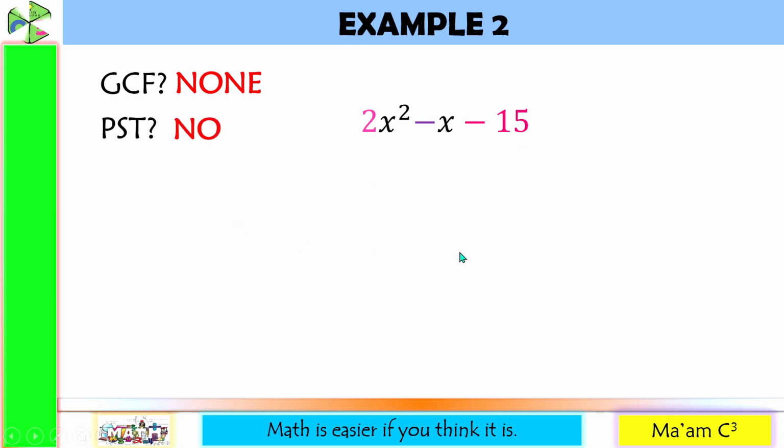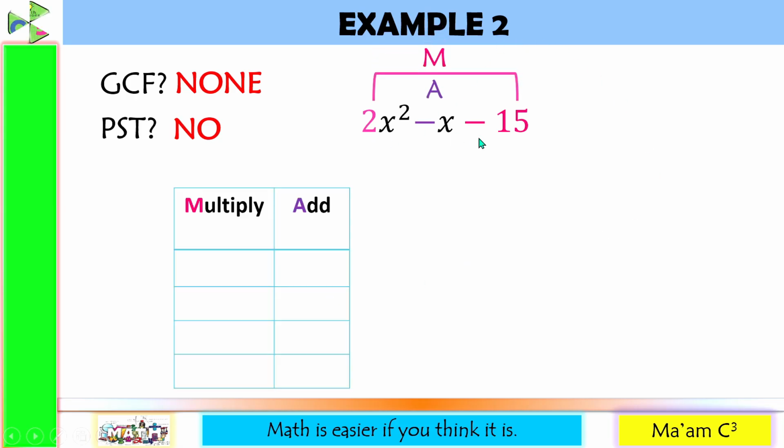So I'm going to use the MA technique. Here is my table. I'm going to multiply 2 and negative 15, and that will give me negative 30. For add, the numerical coefficient here is the invisible 1, so I have negative 1. Since this is negative, I need factors that are of opposite signs. One positive, one negative. Let's start with 1 and negative 30, 2 and negative 15, 3 and negative 10, and 5 and negative 6. Let us add each pair.